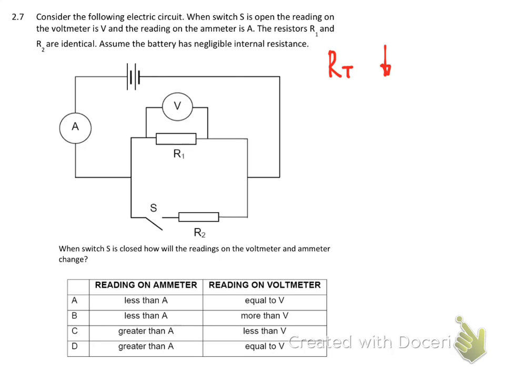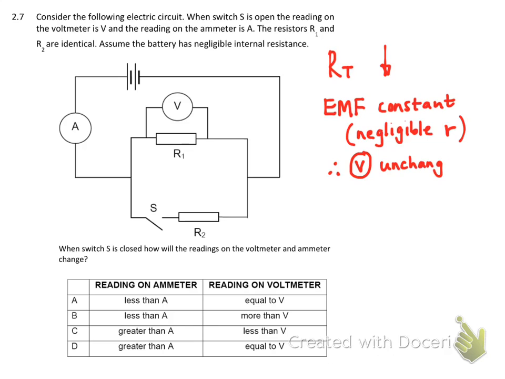Let's start by appreciating that once we close S2 and we have 2 resistors in parallel, the total resistance of the circuit decreases. The EMF is constant because we're told that there's negligible internal resistance, and so if the EMF is constant, then the voltmeter over R1 will remain unchanged. It will still read the total voltage, which will in this situation be the same as the EMF. So V will remain unchanged.